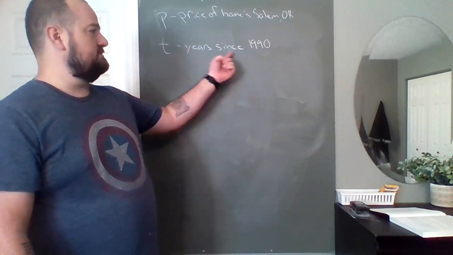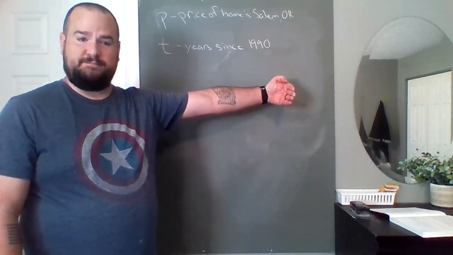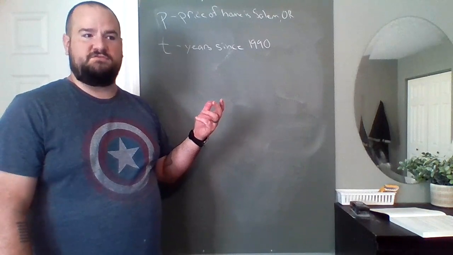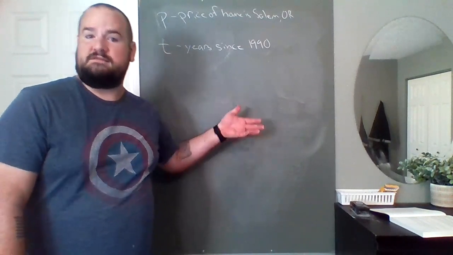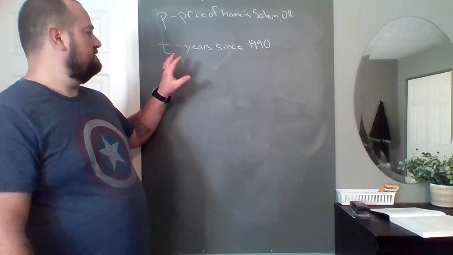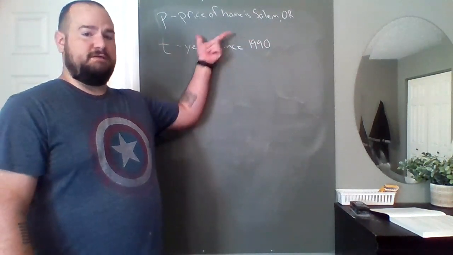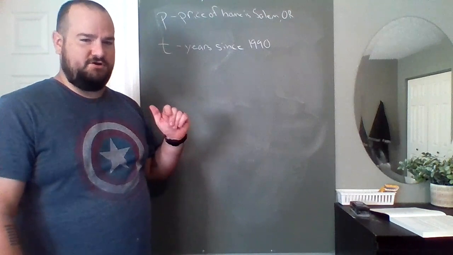And here, years since 1990, that's the passage of time. In this case, it's years, whereas the last problem, we might have considered that passage of time in seconds. And so that's really a very simple, nice, easy one. So if this is the independent, that must mean this is our dependent variable.